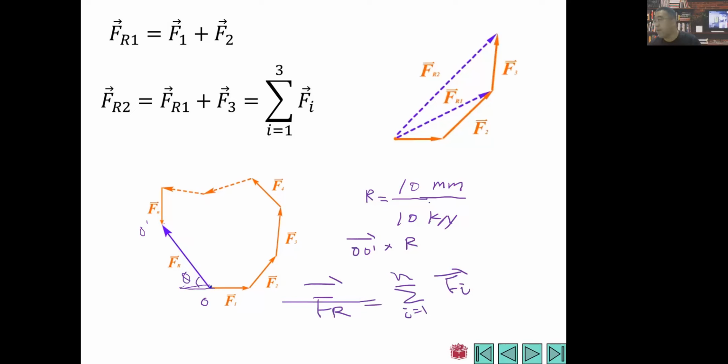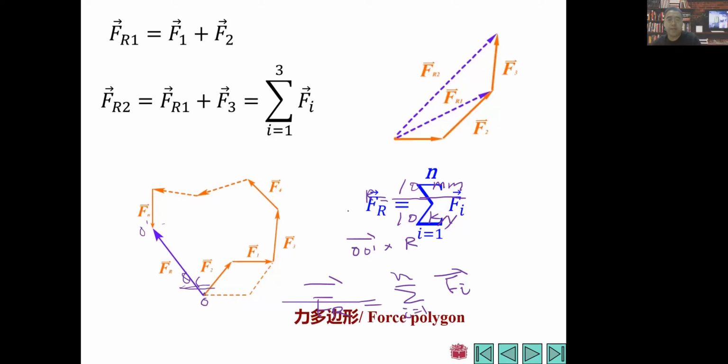Next time, because today we have to terminate our class, we'll talk about how to use another method, the 解析法, the analytical method, to find its resultant force, right? Okay, I think that's all for today.